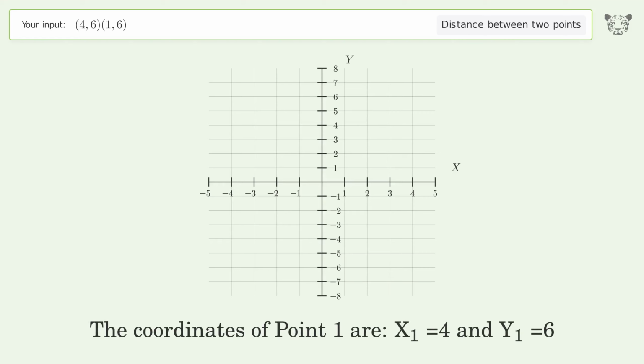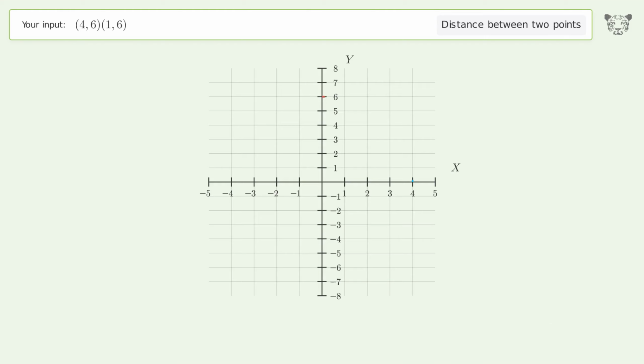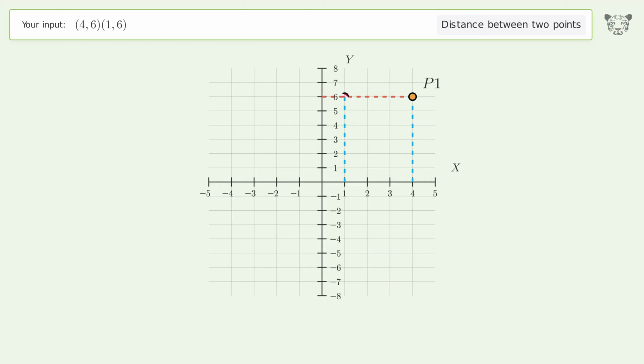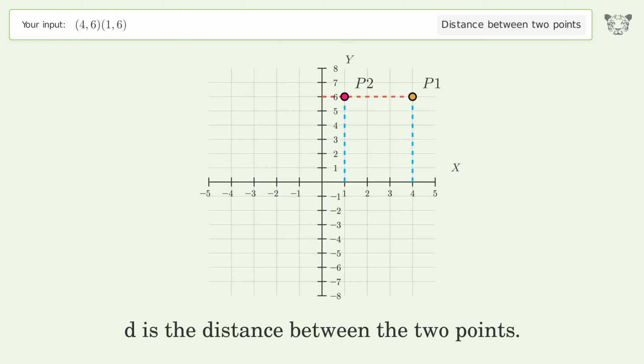The coordinates of point 1 are x1 equals 4 and y1 equals 6. The coordinates of point 2 are x2 equals 1 and y2 equals 6. D is the distance between the 2 points.